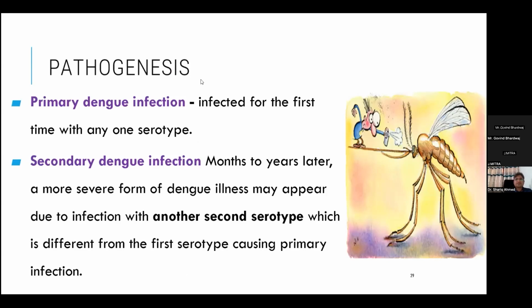So after this, we have seen the problem statement of dengue. We should know what the pathogenesis of dengue is. In dengue, there are two types of infection. One is primary dengue, when we get infected for the first time. Then there is secondary dengue, when we get infected by another serotype, the second type, and it causes a more severe disease.